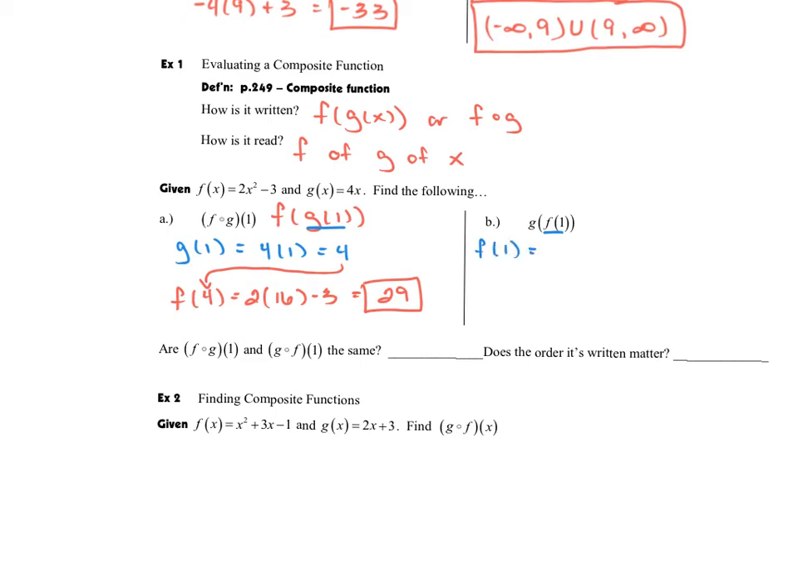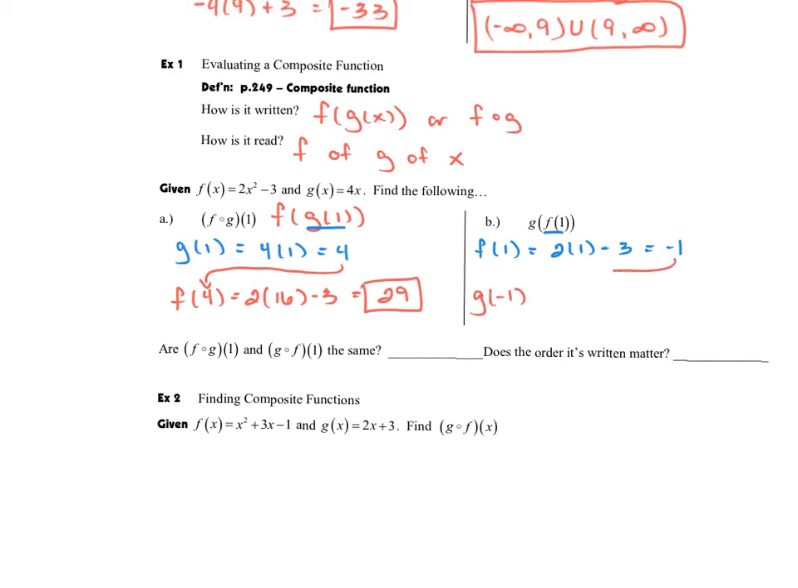Just plugging 1 into the f function. You do have to be really careful that you're evaluating the proper function. So f of 1 will give me a 2 times a 1 minus a 3. So 2 minus 3 is, of course, -1. Then I am going to now go to the outside, and now I'm going to do g of -1.